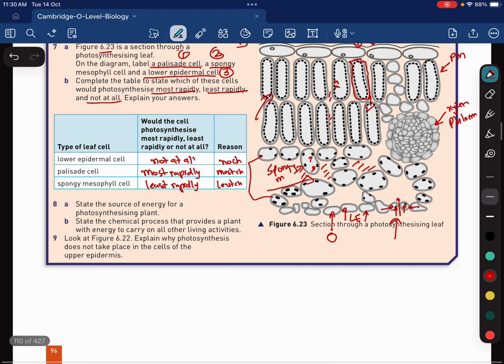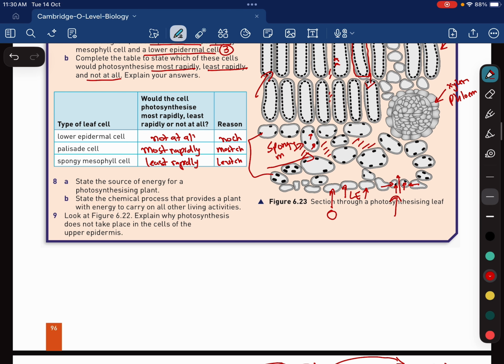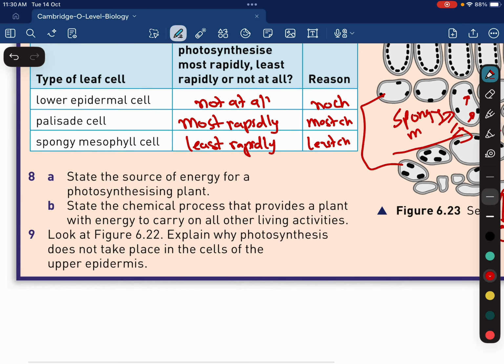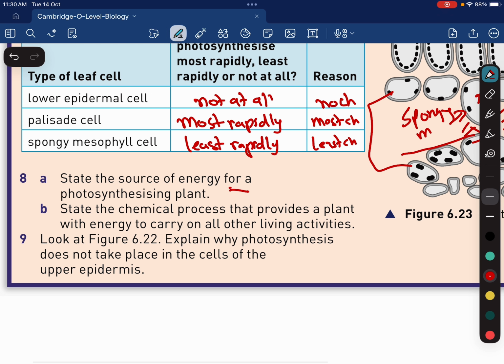Simple dimple. Okay. Question number 8 is state the source of energy for a photosynthesizing plant. Basically the source of energy.